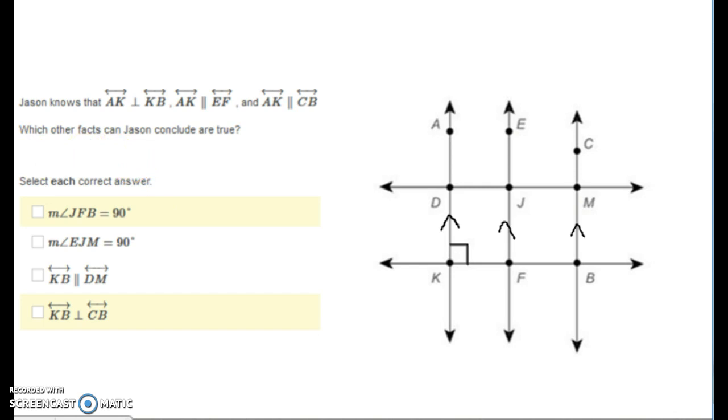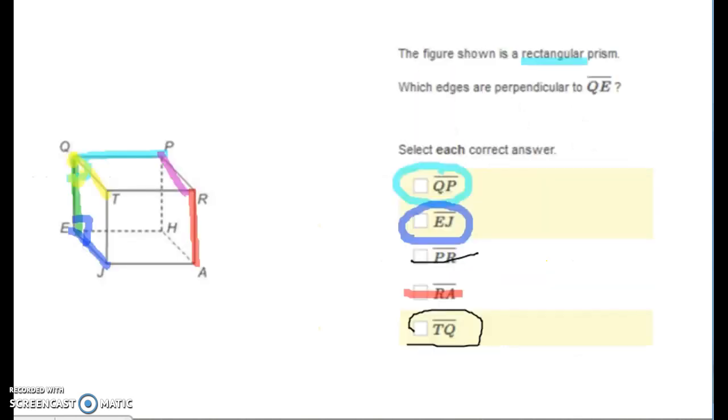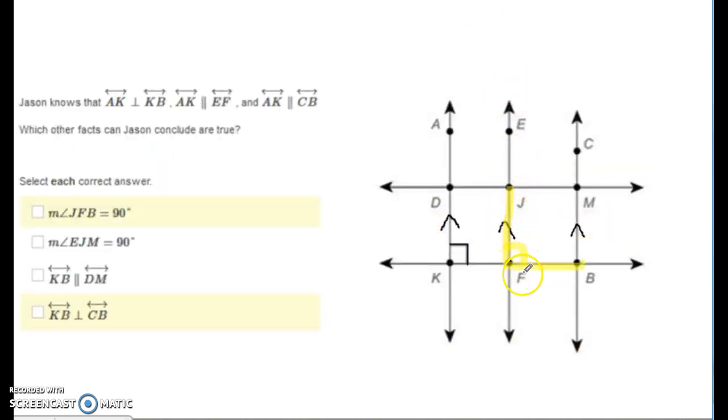Okay, so the first one says angle JFB equals 90 degrees. So let's trace out angle JFB. We're asking whether we think that's 90 degrees. And you cannot just go by what the picture looks like. All right, there has to be a mathematical reason for it. If you think back on these, we kept referring back to, oh, well, it's a rectangle, so we know the angles are 90 degrees. So here we have to think, okay, how do we know this is 90 degrees?